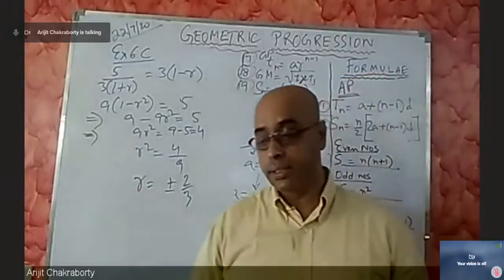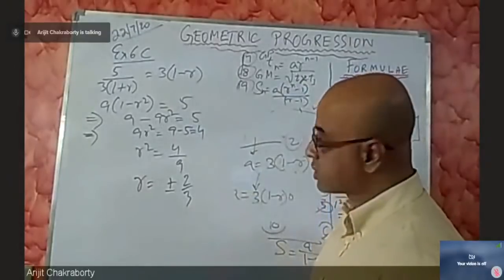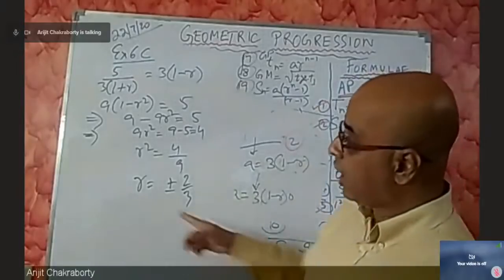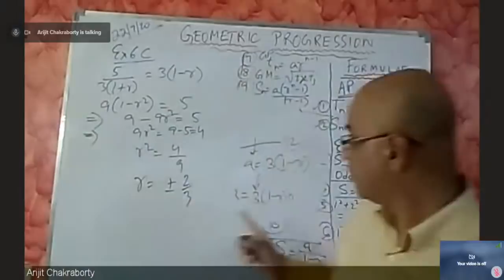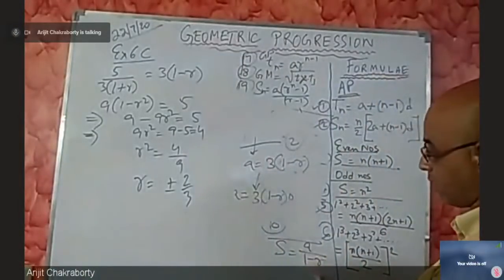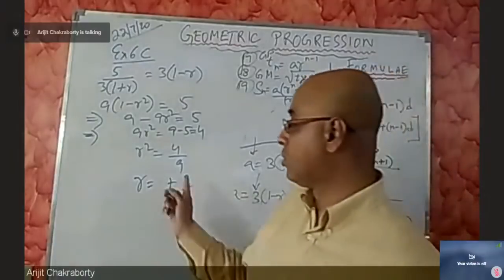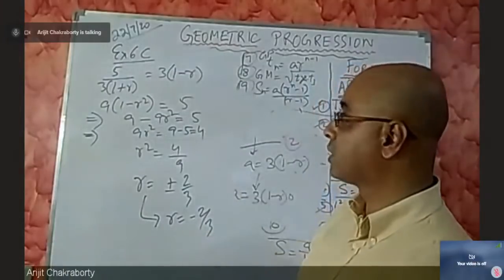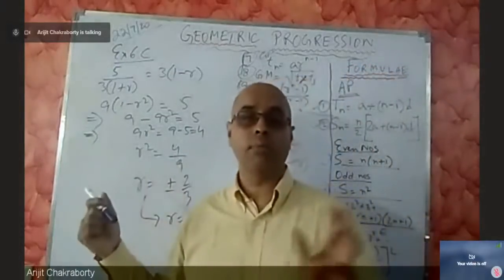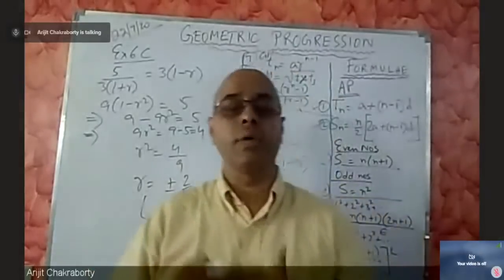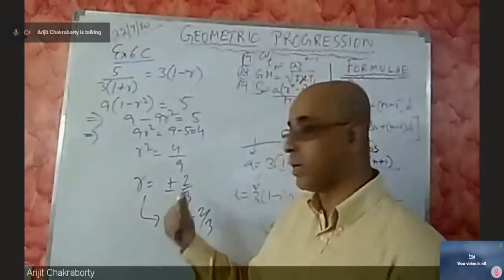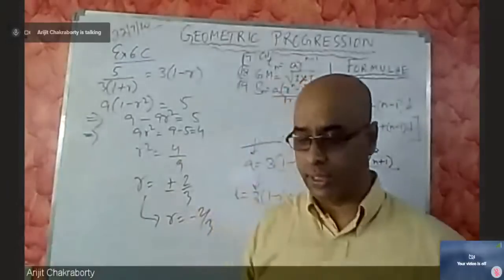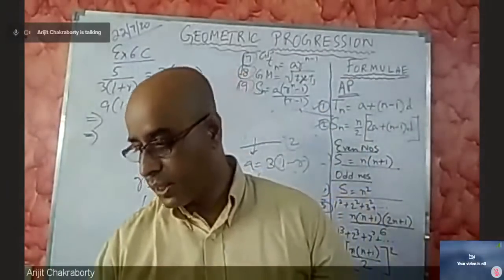Now, since it is given that the sum to infinity is 3, in this case R should be less than 1, because we are taking A by 1 minus R. So we will not take the positive value, we will take R equal to minus 2 by 3. Otherwise we will not get the infinity sum. The sum of an infinite series is only possible in case of an infinite geometric series, and only when R is less than 1. So this is exercise 6C number 4.